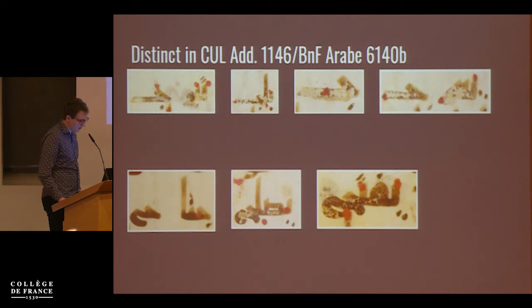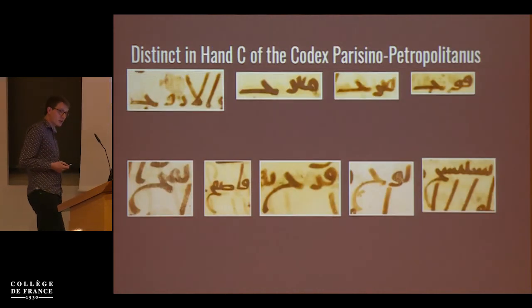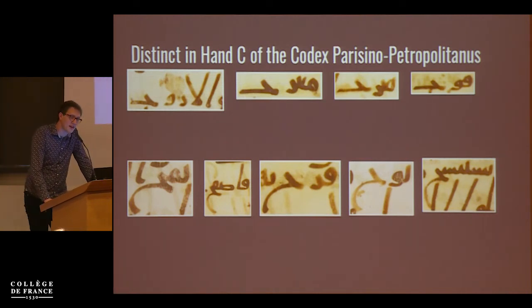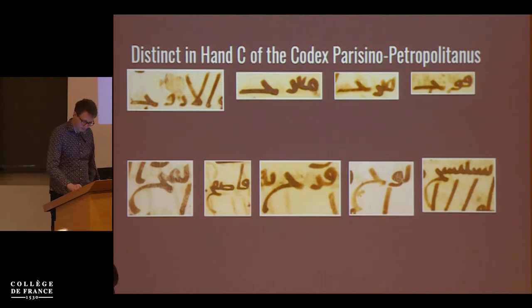And this one, I got 6140B / addendum 1146 has it as well. There's only a couple of these, but they're very clearly distinct and kept apart. And actually, hand C of the Codex Parisino-Petropolitanus has it as well. Not all hands have it. Some only use the straight shape, some only the rounded shape, but in C, they are clearly kept apart. Al-Azwaj, but Farah instead, or Noah, right? And there's some more.